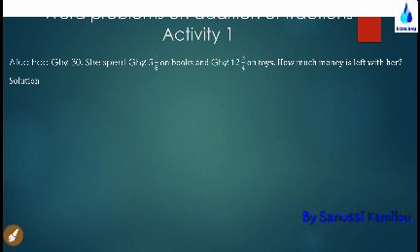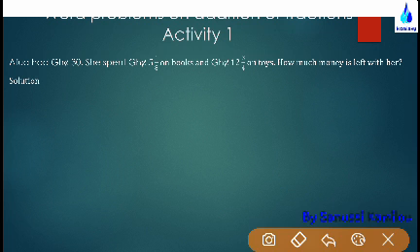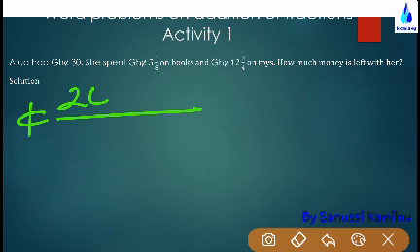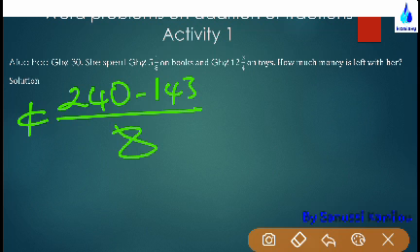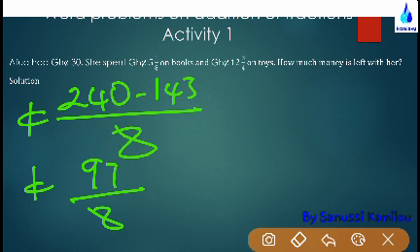So we are saying that if we should continue, we'll have 240 minus 143 over 8. Then this will give us 97 over 8. I hope no one among you will leave your answer like this, because we have done these things severally. We have said that you must convert it into mixed fraction whenever we get an answer like this.